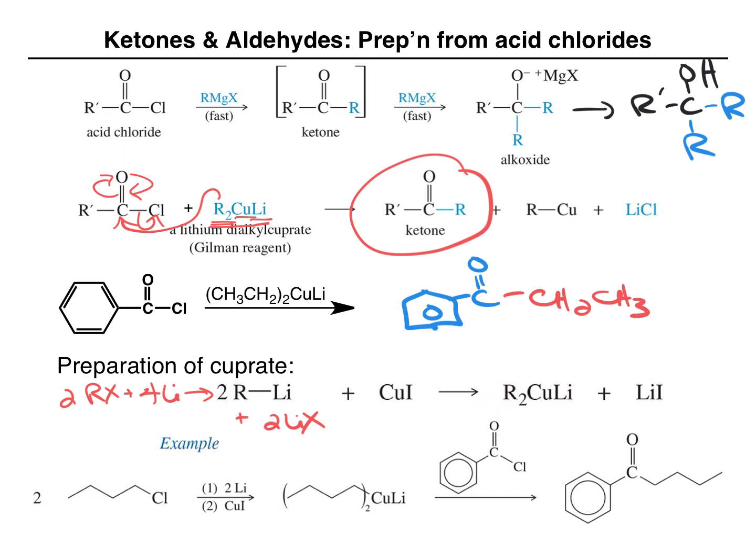So for example, if we take 1-chlorobutane and we treat it first with lithium and then with copper iodide, we are going to make this lithium dibutyl cuprate. And then if we react the cuprate with an acid chloride, this is the product we will get, where this piece comes from the acid chloride and this piece was added via the cuprate. So we see that acid chlorides treated with cuprates, this is a source of ketones.